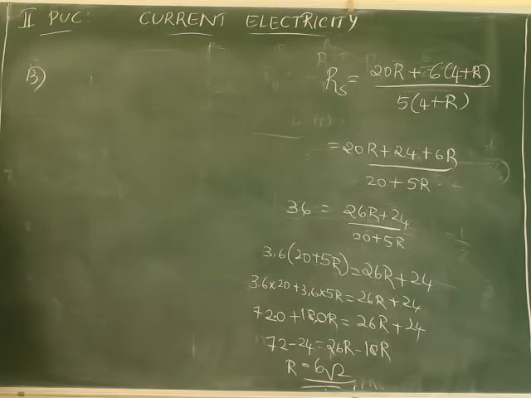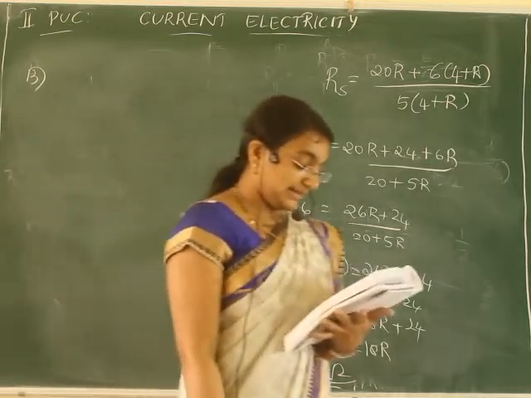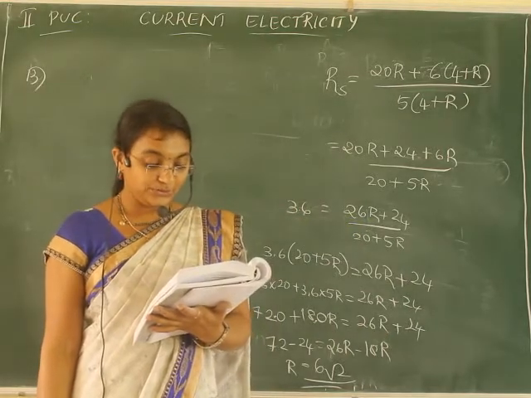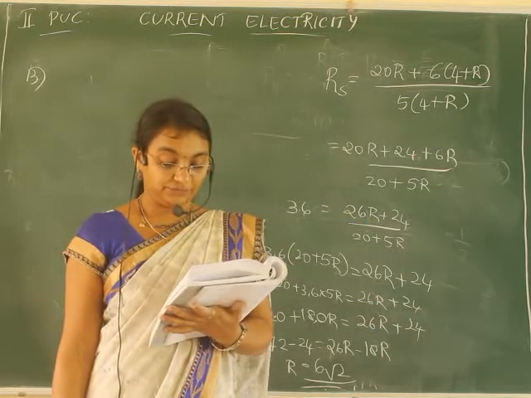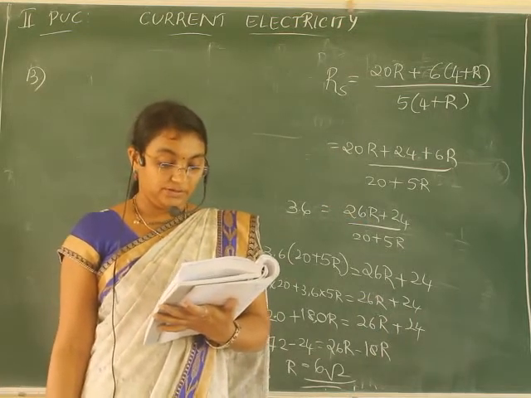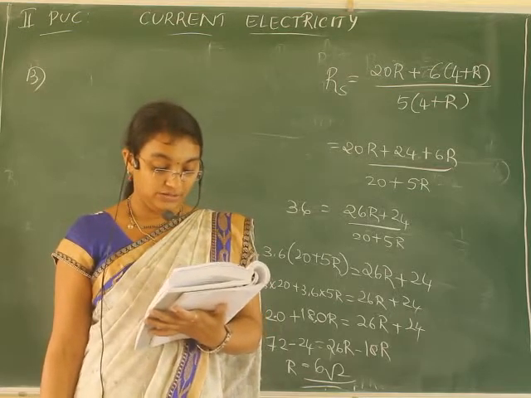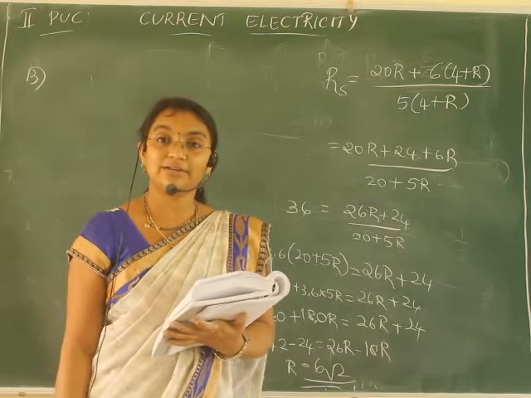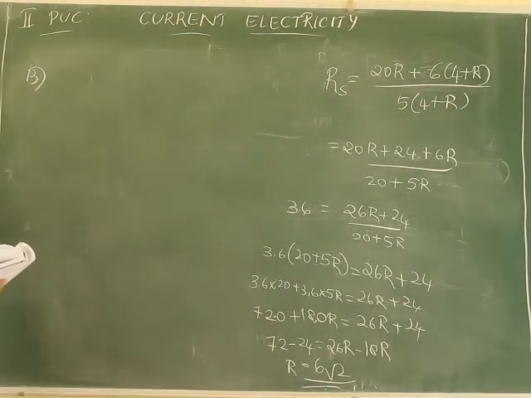What is the heat developed by a heater in 5 minutes when it is connected to a supply of 220 volt? The resistance of the heater is 50 ohm. Okay, you have to calculate the heat produced. How to calculate the heat produced? Can you help me?